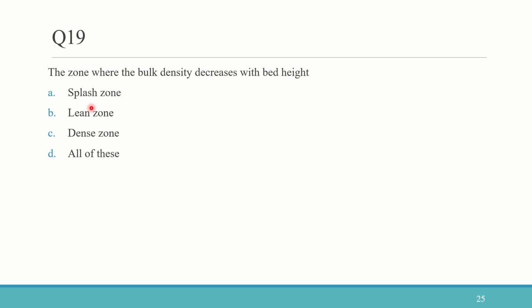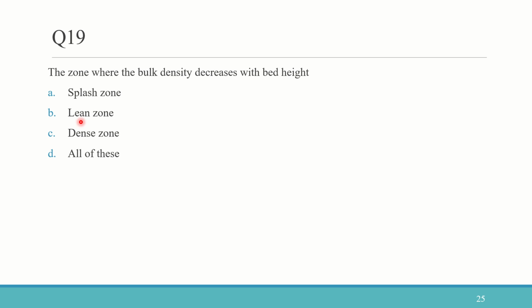So in this particular question, it is clearly asked that the zone where bulk density decreases with bed height. So it is mainly concerned with the zone where the bulk density is decreasing with the bed height. So in dense zone, there is no decrease of bulk density. So my option C is not the answer, whereas option A, it is the zone between dense zone and lean zone. So we cannot clearly distinguish that. Whereas the option B, that is lean zone, is a zone where bulk density decreases with bed height.